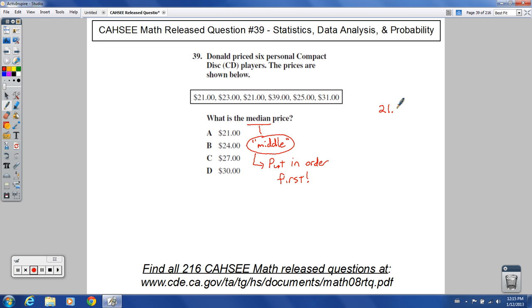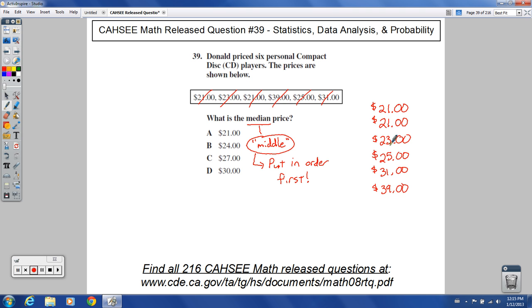So $21 and $21, that shows up twice, and so I have to write it down twice. So $21, $21. What's the next biggest value? 23. Notice what I'm doing here. I'm crossing the values off as I go. I think that's a wise thing to do so you don't miss any of them. And then 25, 31, and 39. And you'll notice I'm doing this vertically as well. It doesn't really make a difference. You can do it horizontally or vertically.